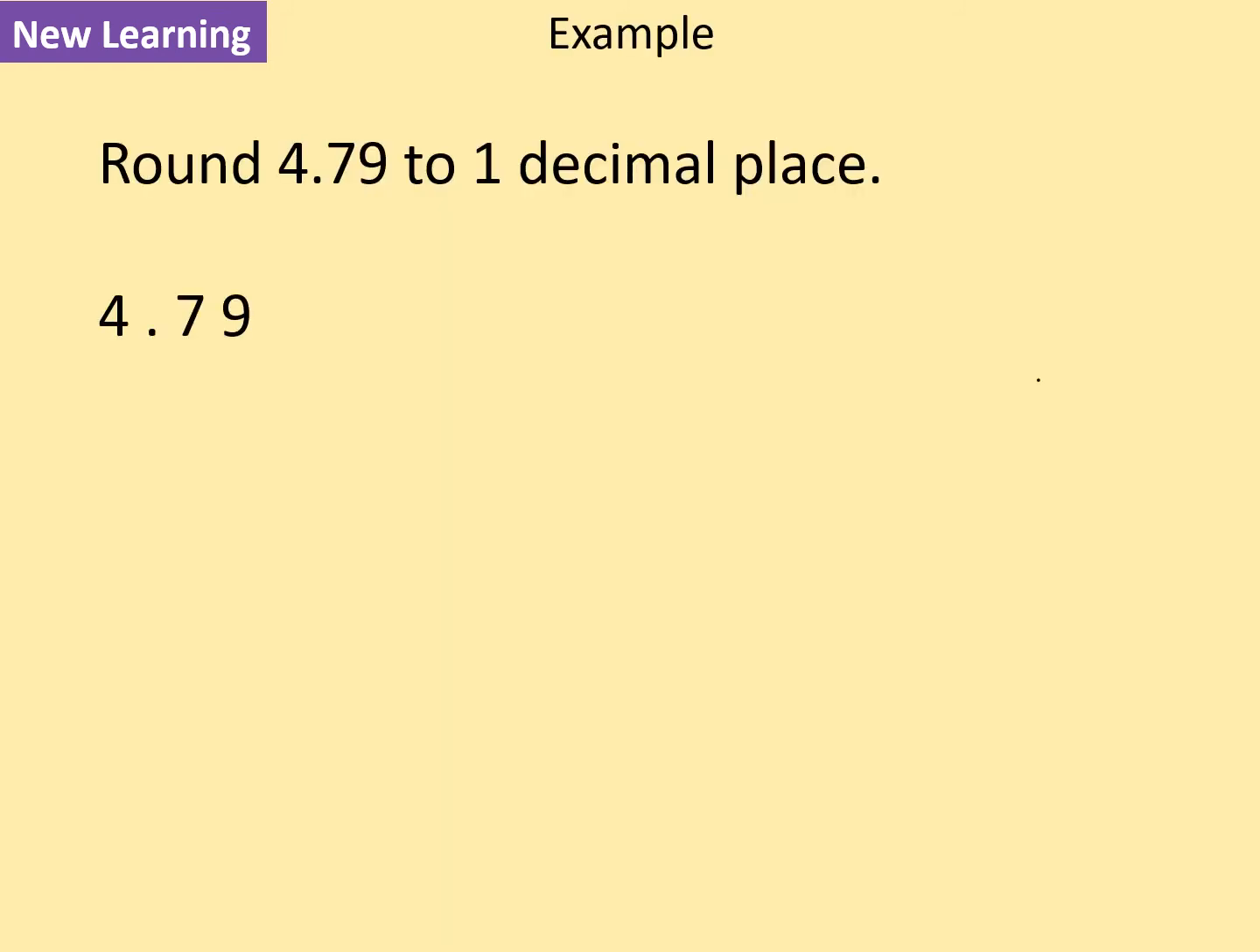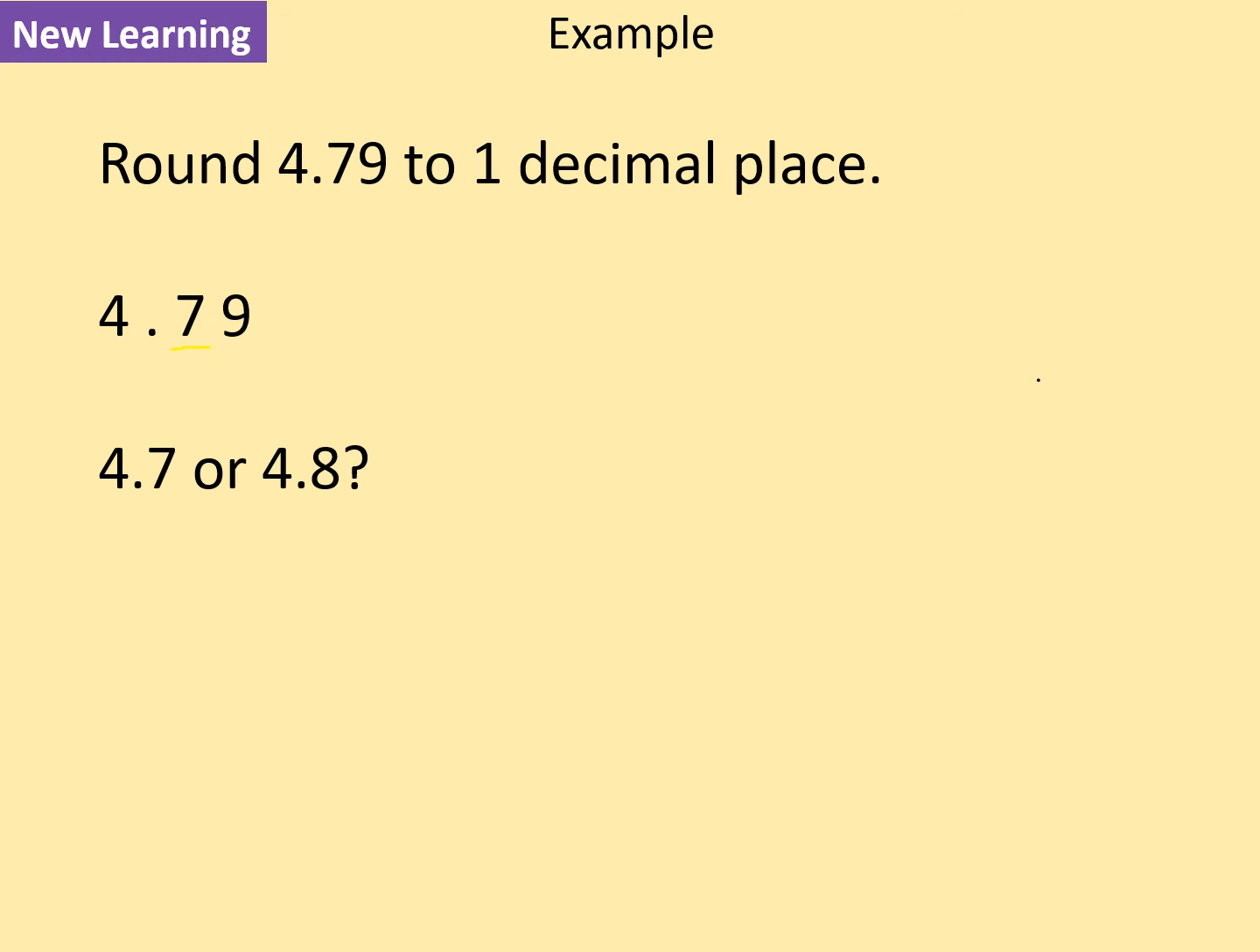So here's a quick example so you can see how this works. You want to round 4.79 to 1 decimal place. That means we want our number to just have 1 digit after the decimal point. It's the same as rounding to the nearest tenth. First thing I'm going to do is look at the number that's going to be rounded. In this case, that's the 7. That 7 is either going to round up to an 8, or it's going to stay the same as a 7. So is it going to be 4.7 or is it going to round to 4.8?